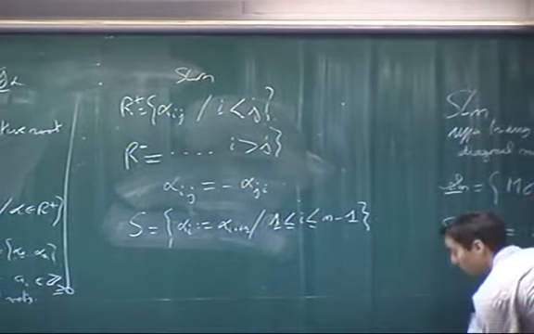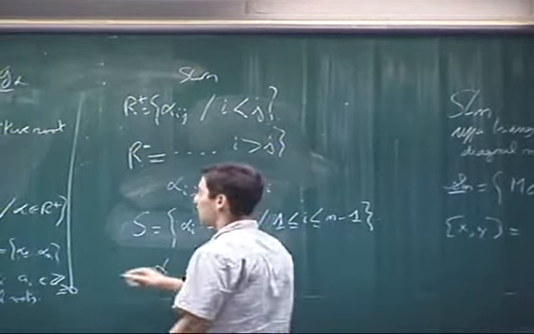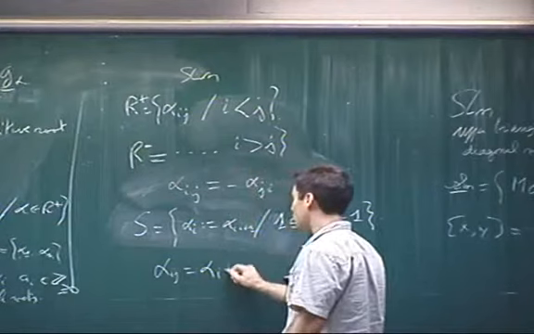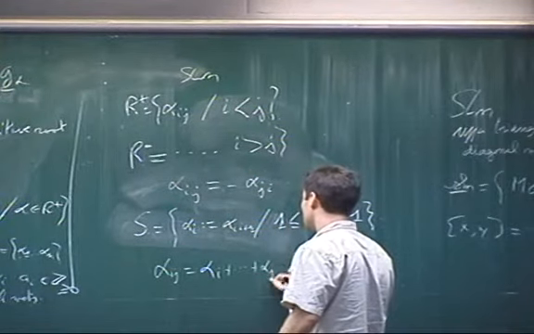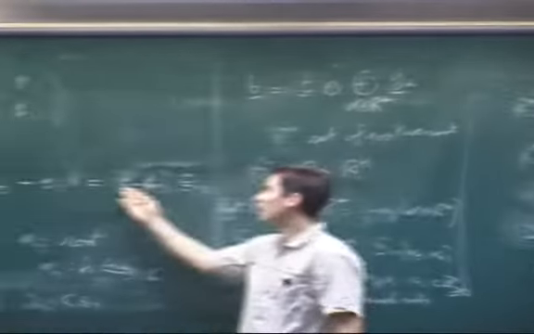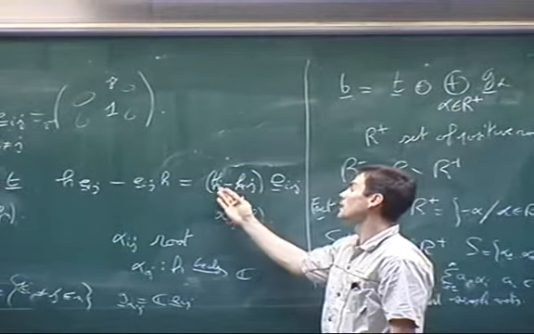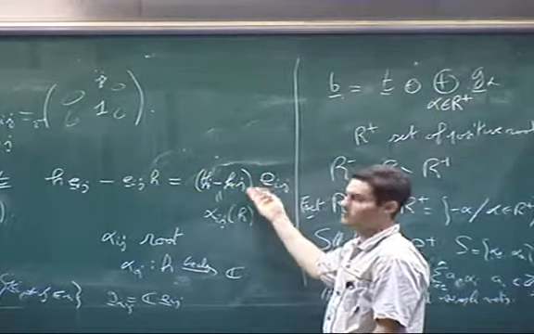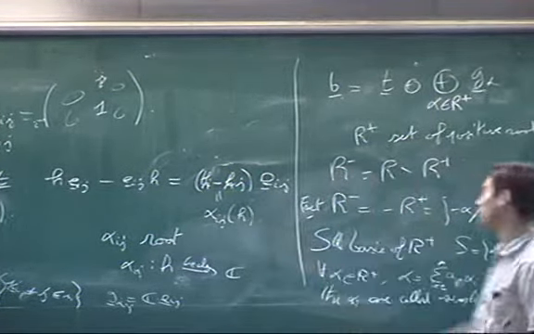And if we take α_ij, we can write it as α_i plus etc. plus α_{j−1}. So we just write α_i − α_j as (α_i − α_{i+1}) plus (α_{i+1} − α_{i+2}) and etc.